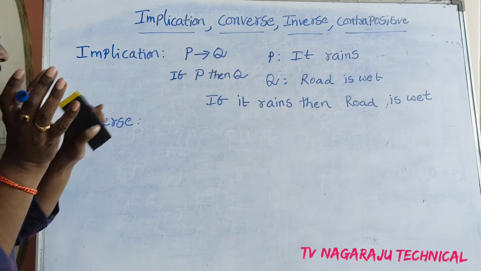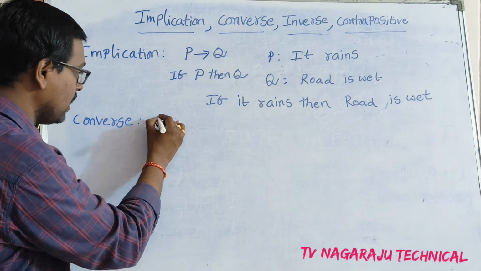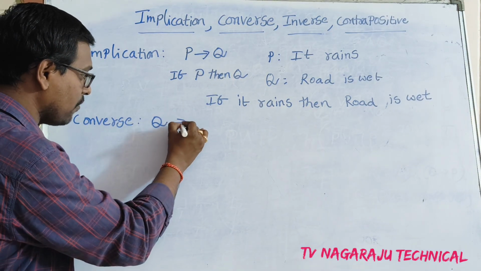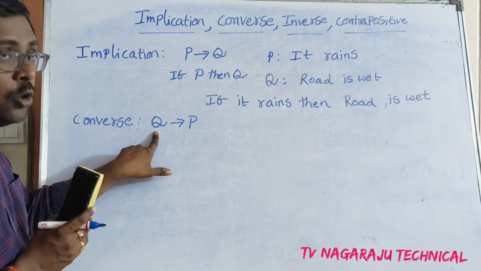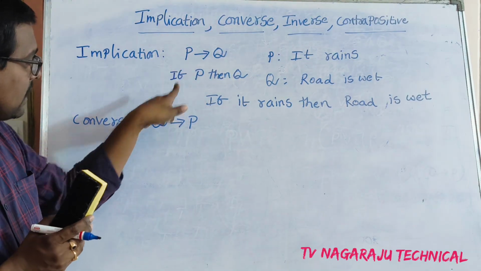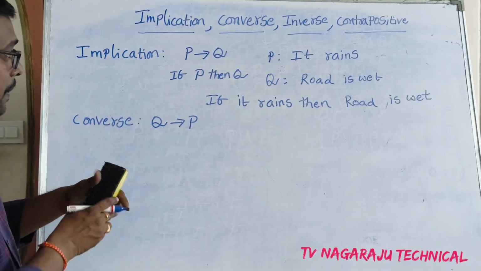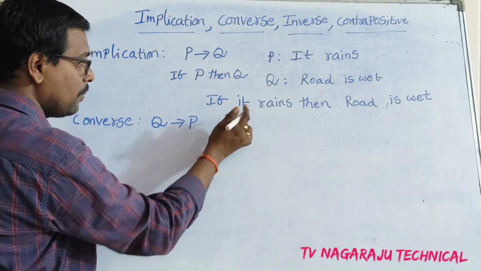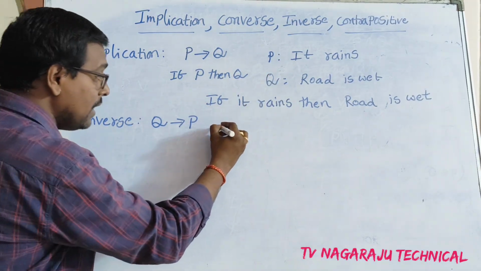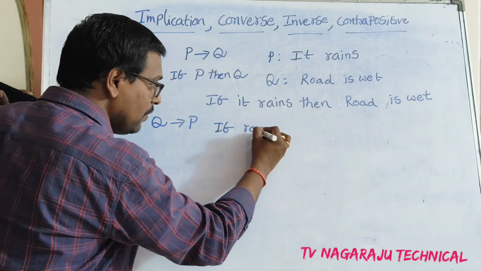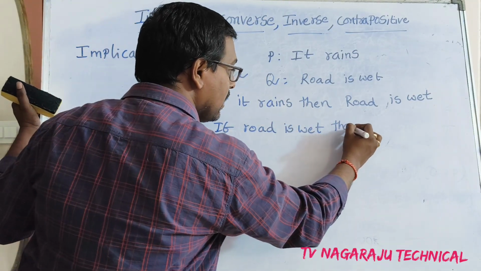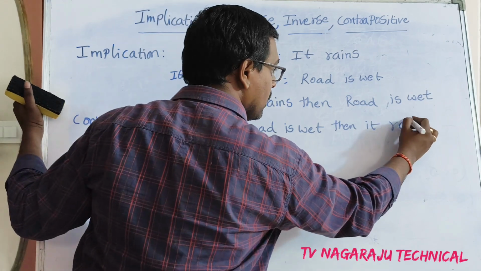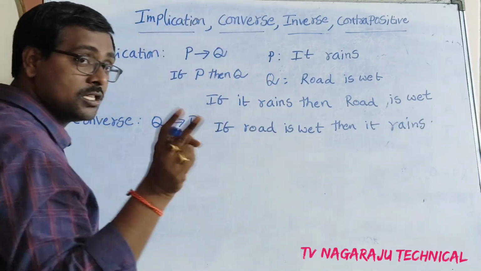Now, the next representation is converse. Converse is simply the reverse of implication. It is represented in the form Q implies P. That is, if Q, then P. Exactly reverse. If Q, then P. Coming to this example, how is it formed? If the road is wet, then it rains.